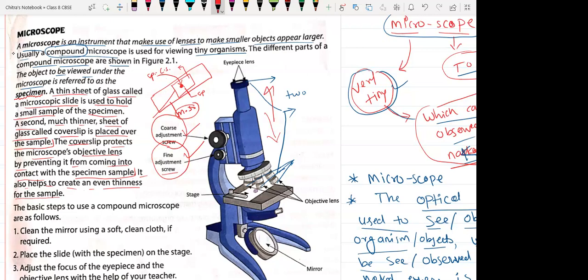Okay, sir. I will show you how the microscope works and how we have to test this.